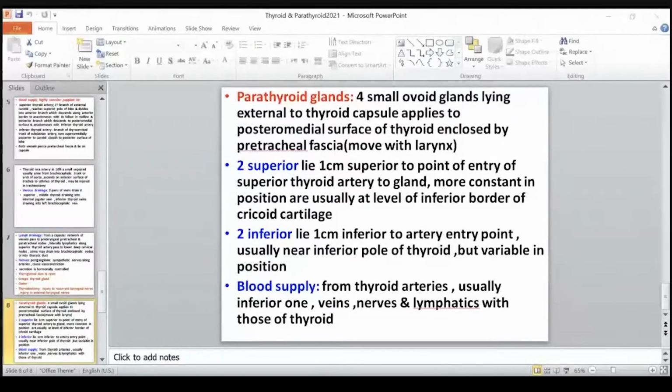Now, is the slide of parathyroid with you? Yes, Doctor. Okay. Now the parathyroid glands are very small.